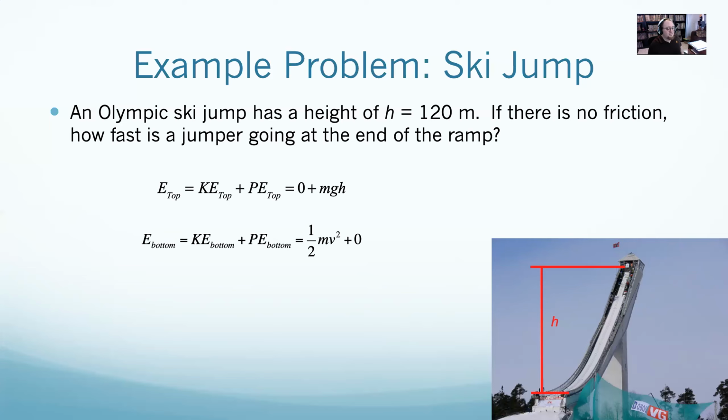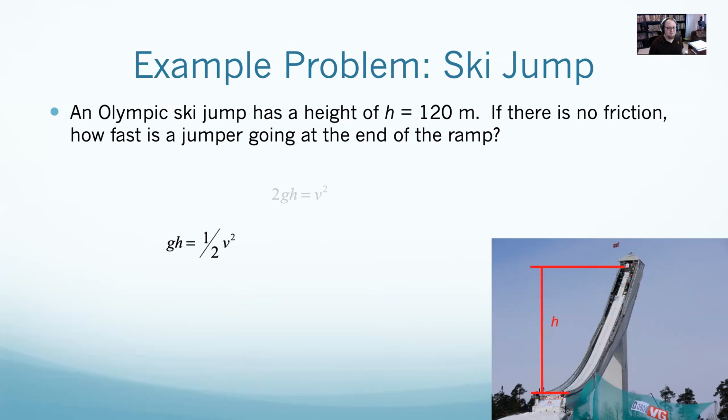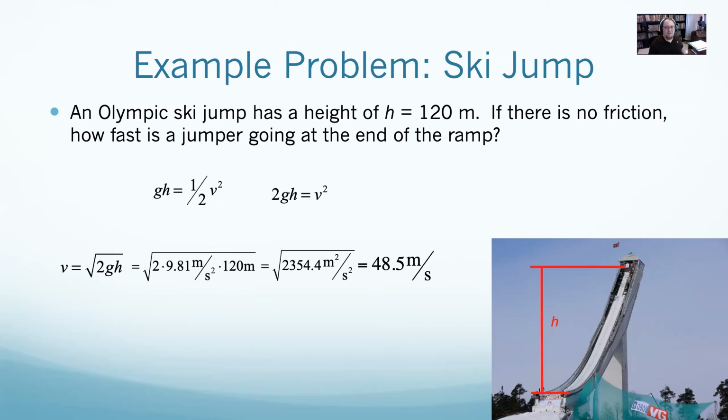And I'll use conservation of energy to say the energy at the top equals the energy at the bottom. And so therefore, mgh equals 1/2 mv squared. I can divide both sides by m. I can multiply both sides by 2, and I can square root. And by plugging in values, I can solve for how fast. And it says a ski jumper should be going at 48.5 meters per second at the bottom of the ramp.